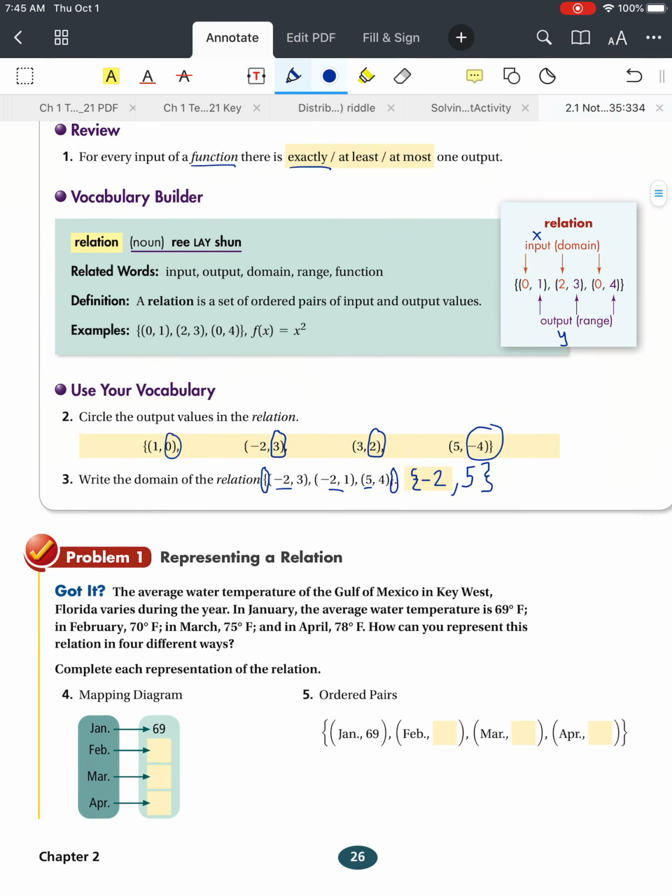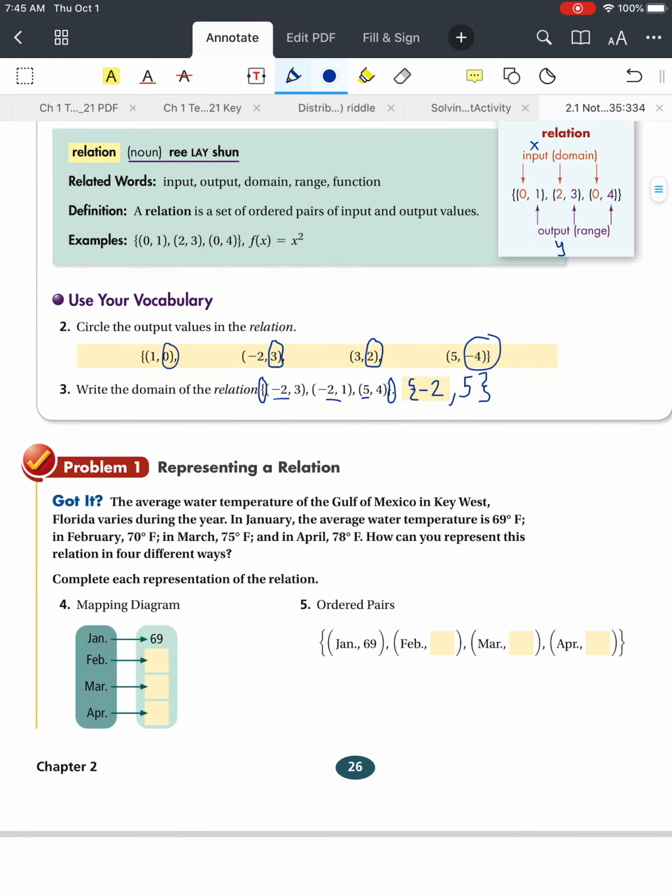Okay. Representing relation. The average water temperature of the Gulf of Mexico and Key West, Florida varies during the year. In January, the average water temperature is 69 degrees Fahrenheit. In February, 70 degrees Fahrenheit. March is 75 degrees Fahrenheit. And April is 78 degrees Fahrenheit. How can you represent this relationship, or just relation, in 4 different ways? Okay, this section's big about representing the same type of information in different ways.